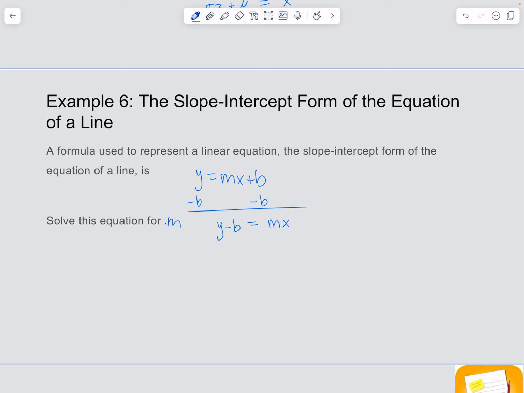From here, we just have to divide the x away. Divide by x, and whatever I do on one side, I have to do on the other. m equals y minus b over x. Now I have m on one side and everything else on the other. That's our goal here.